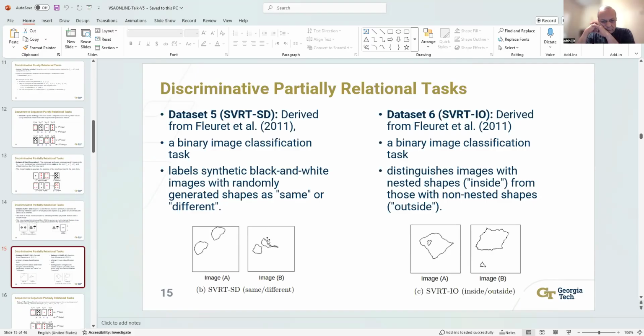The complexity of this task comes from the shape of the objects, which are randomly generated. Dataset 6 is similar to dataset 5, but the rule changes. Here we need to guess whether one object is inside another or outside the other.